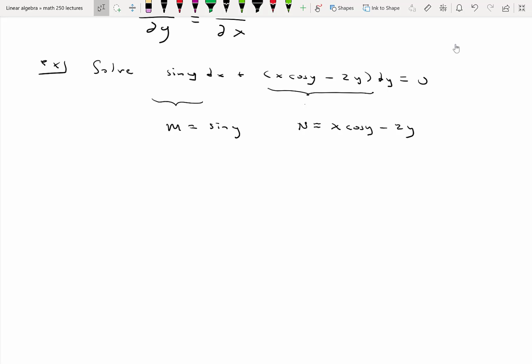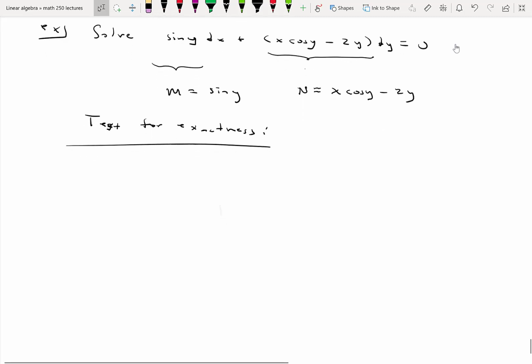Okay, so back to our differential equation. M equals sine of y, N equals x cosine y minus 2y. The first thing you need to do is test for exactness. Test the differential equation for exactness.